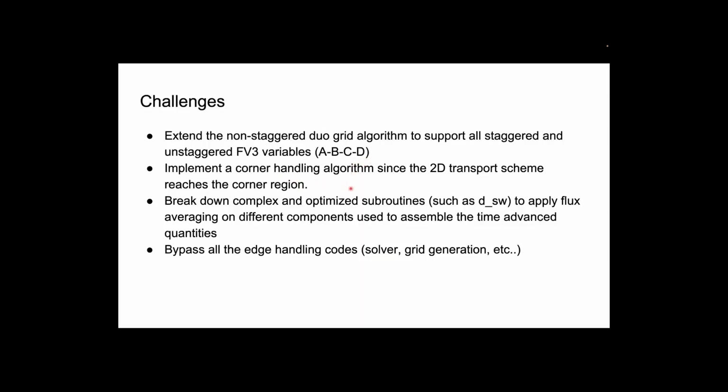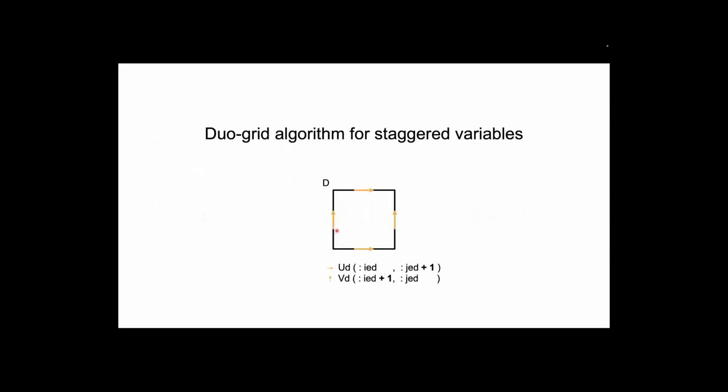We had to implement a corner handling algorithm to accommodate the 2D transport scheme. We had to break down highly optimized routines such as the shallow water solver on the D grid to apply flux averaging, and I will show a slide about that later, and basically bypass all the edge handling code that is present in the solver. So here I will show you, for instance, how we remap, if we have a D grid wind, how we remap it using the geogrid.